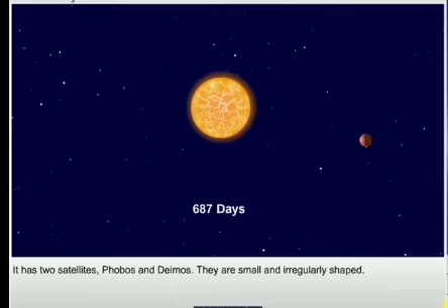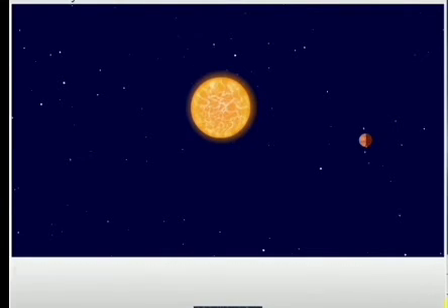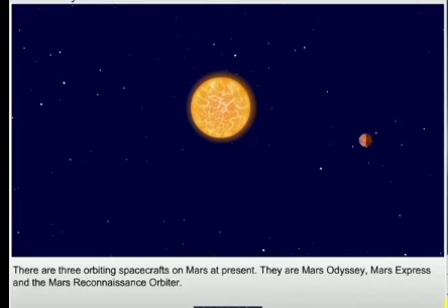It has two satellites, Phobos and Deimos. They are small and irregularly shaped. There are 3 orbiting spacecrafts on Mars at present. They are Mars Odyssey, Mars Express and Mars Reconnaissance Orbiter.